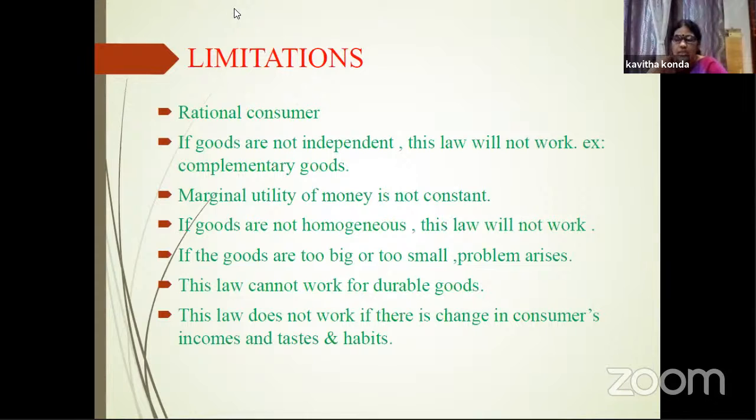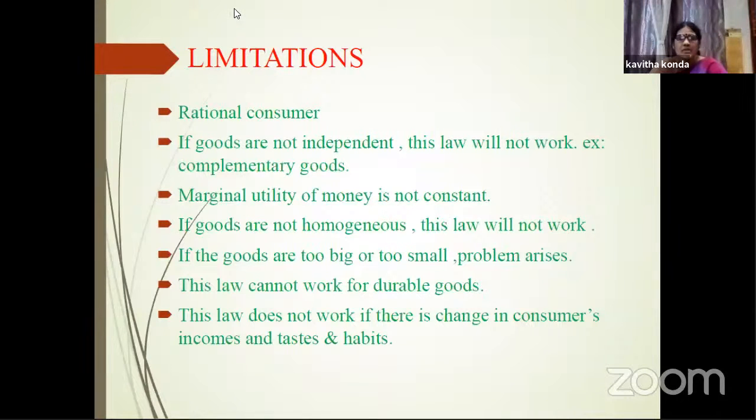Here he explained only a single good. A single good we have to use continuously without taking any other type of good. Another assumption is that the units should not be too big or too small. If they are too big or too small, again a problem arises. The utility of subsequent units may increase if they are small. If they are big, it may decrease. So that's why a uniform size is an assumption here. If you want to prove it, uniform size must be maintained. If the units are too big or too small, this law cannot be proved.